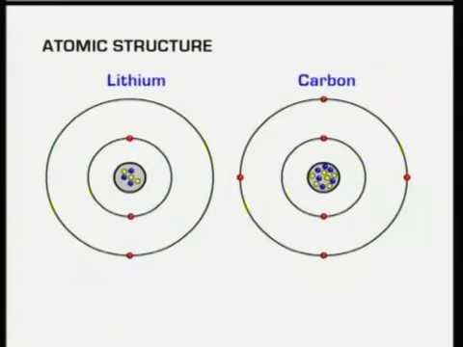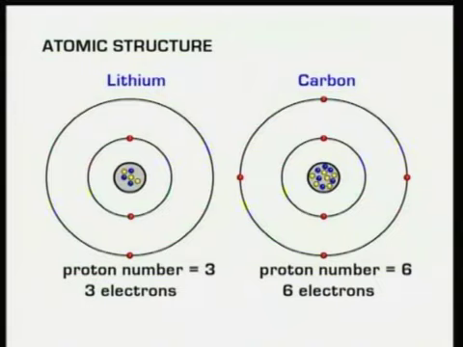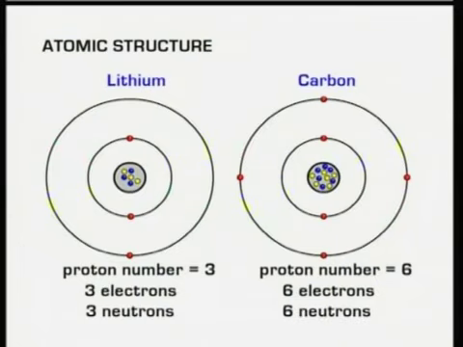This is the atomic structure of lithium on the left and carbon on the right. Lithium has a proton number of 3 because it has 3 protons. Carbon has a proton number of 6 because it has 6 protons. The number of electrons in an atom is the same as the number of protons. So lithium has 3 electrons and carbon has 6 electrons. The number of neutrons in the nucleus of an atom is usually, but not always, the same as the number of protons. So lithium has 3 neutrons and carbon has 6 neutrons.